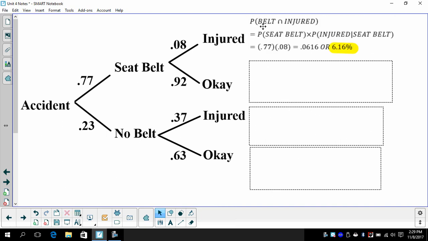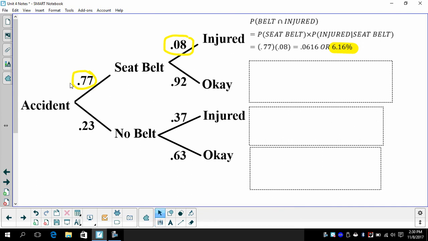So if I do the probability of seatbelt and injured, that means I take my probability of wearing a seatbelt, which was 77%. The probability of being injured given that I was wearing a seatbelt, that's 0.08, so 8%. Multiply those two together to find out that the probability of selecting a random driver that was wearing a seatbelt and injured is 6.16%. So if I look at all this work I did over here, all I really did was multiply these two numbers together, my 0.77 and my 0.08.